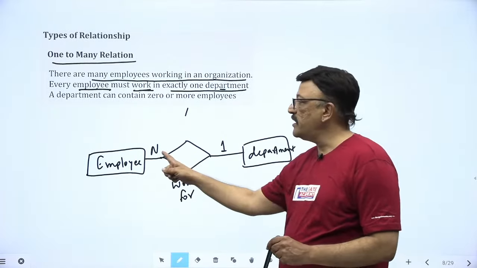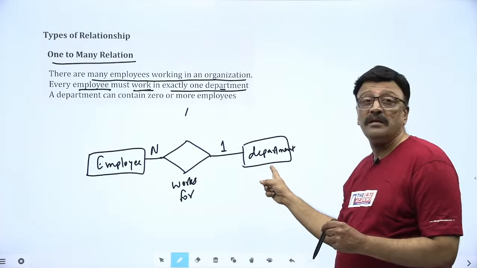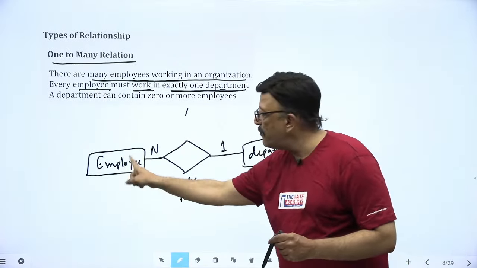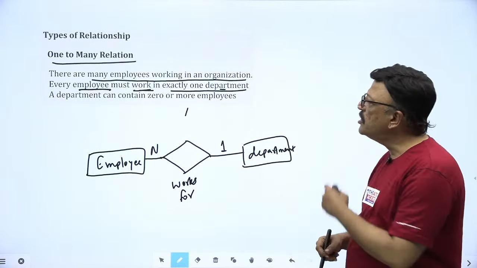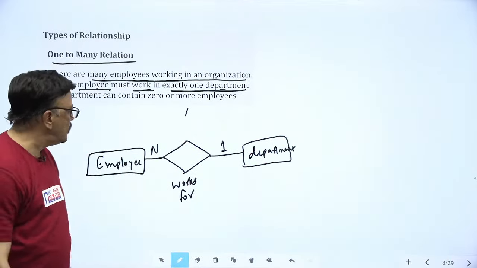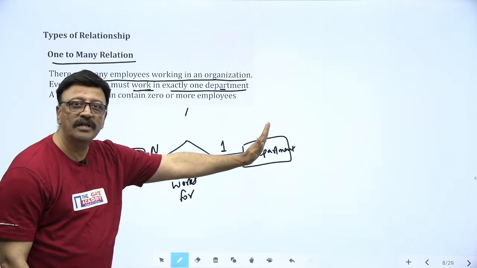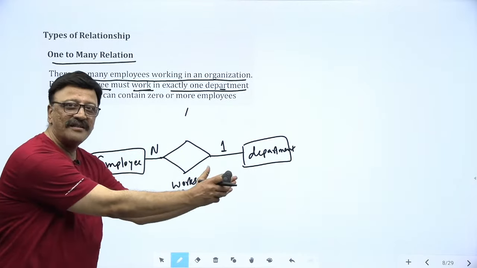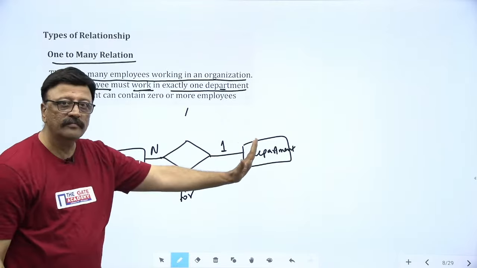Whenever you read this n, it is from the perspective of the other person. A department can have many employees. An employee can work only in one department. So what do you say? Which type of relation is this? Wait a minute. You'll say, this is many, this is one. Oh, this is many to one. Like that you will say, because we are used to reading from left to right always. So you will say, this is the many side, this is the one side. So this is many to one.